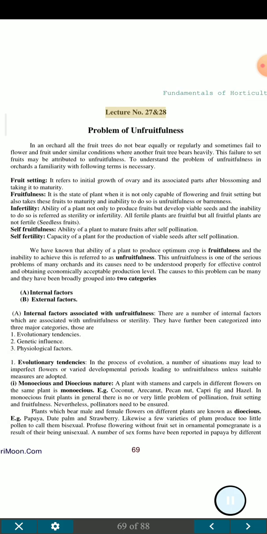Lecture No. 27 and 28. Problem of unfruitfulness. In an orchard, all the fruit trees do not bear equally or regularly, and sometimes fail to flower and fruit under similar conditions where another fruit tree bears heavily. This failure to set fruits may be attributed to unfruitfulness.